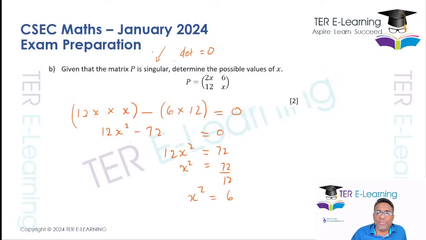So therefore, now the question asks for the possible values of x, right? Now x squared is equal to 6. So therefore x is equal to the square root of 6, which is about 2.45, right? Now the question is asking for values. Just remember, when you find a square root, there's always a positive and a negative value. So this is going to be 2.45 and minus 2.45, right? So keep that in mind.